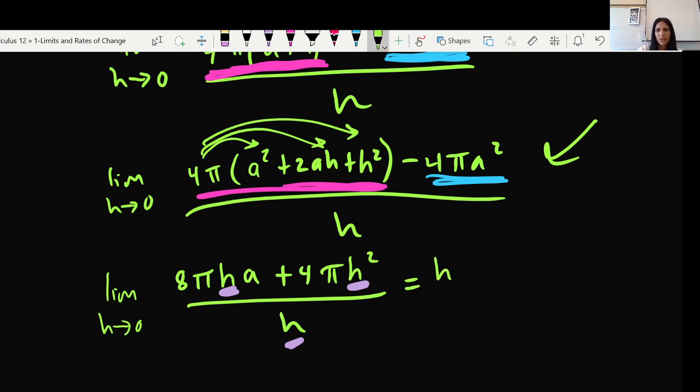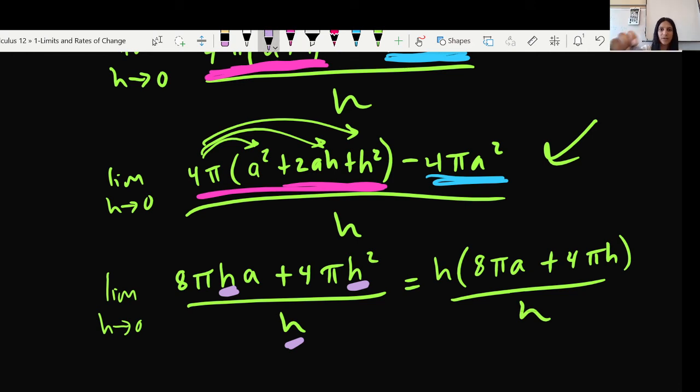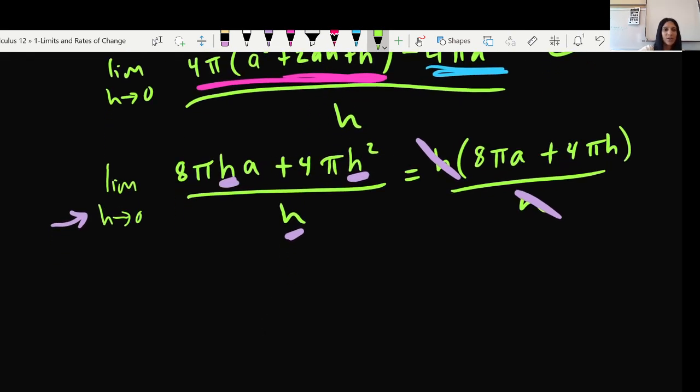When we do that, again, I'll show you this time. So if we pull out the h, we're left with 8 pi a plus 4 pi h. And then that's going to allow us to nicely cancel out the h's here, which allows us to get rid of our problem that we had, which was that h was approaching 0. So with h in the denominator, we would be stuck and wouldn't have anything that we would be able to work with.